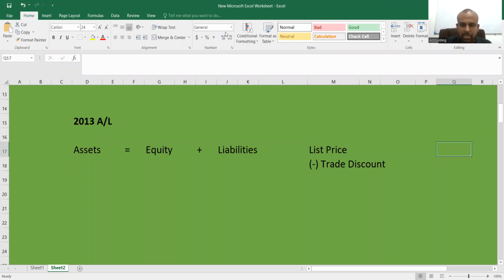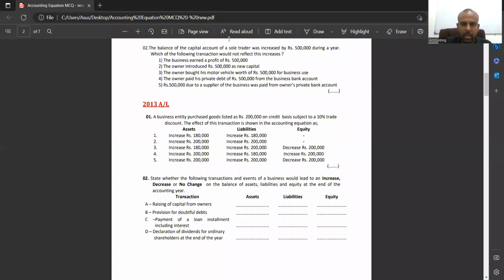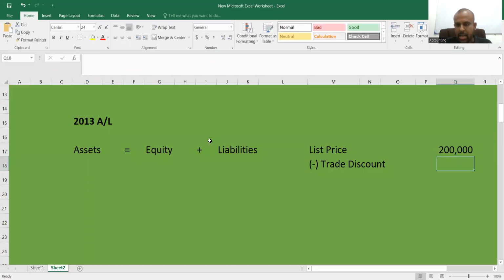But the list price here is how much? That is 200,000. And when you are giving the trade discount of 10%, it is 20,000, right? And how much is the invoice price? Invoice price will be rupees 180,000, right?